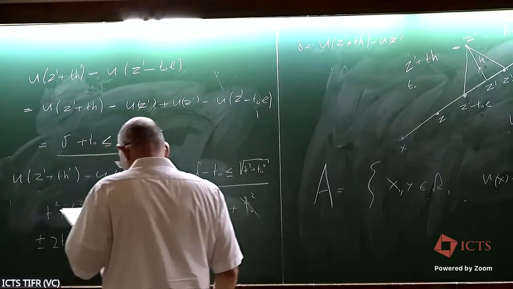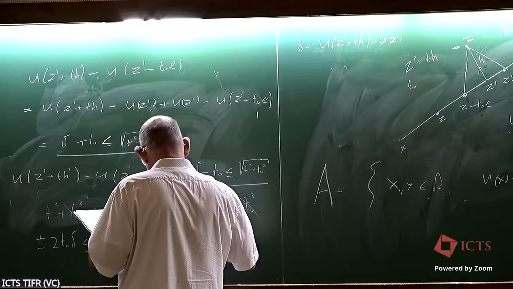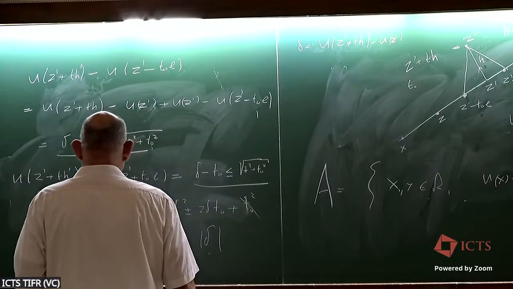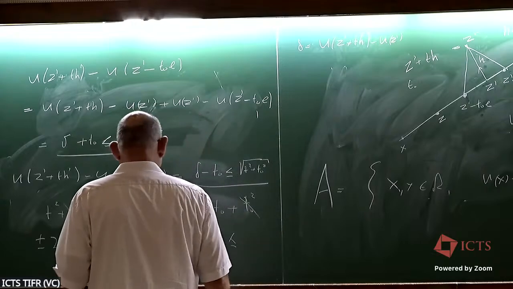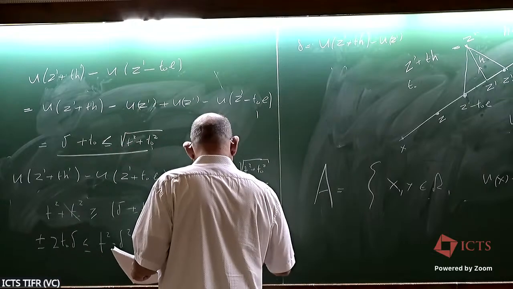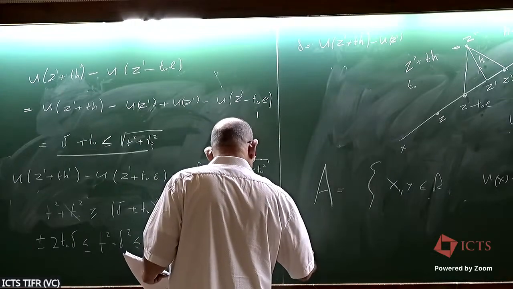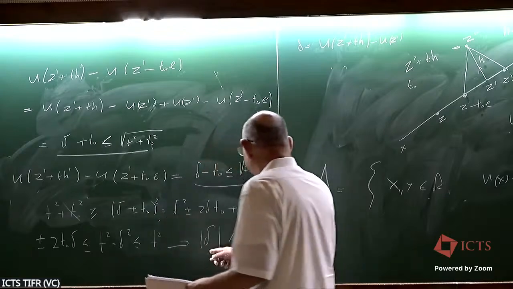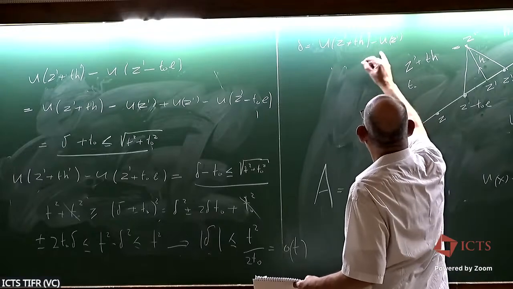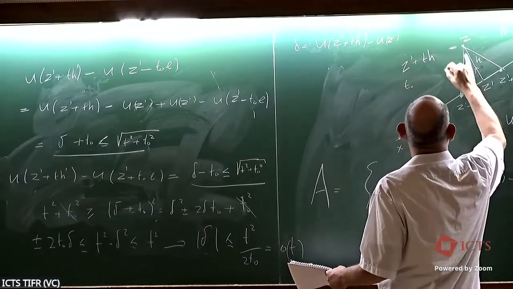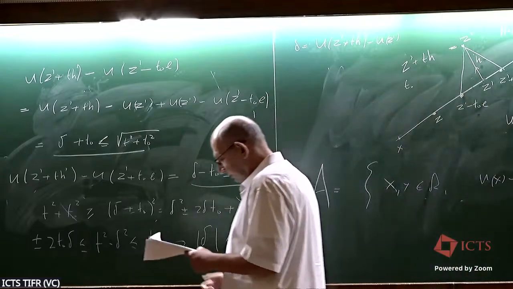So the absolute value of delta is smaller than t squared over 2 t0, and anyway, this is small o of t. Right? That's what we wanted to prove: that the delta, which is the difference between u here and u here, is a small o of t.